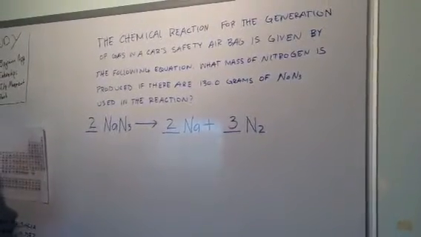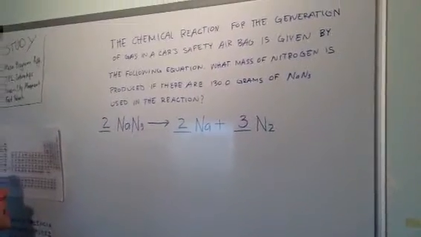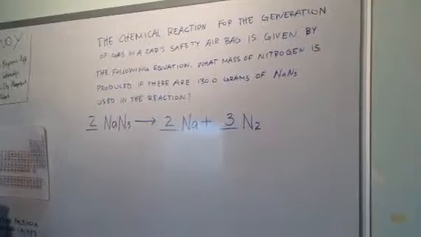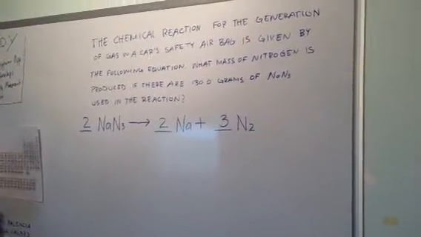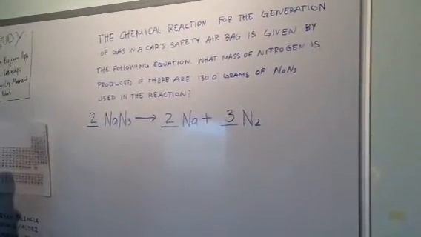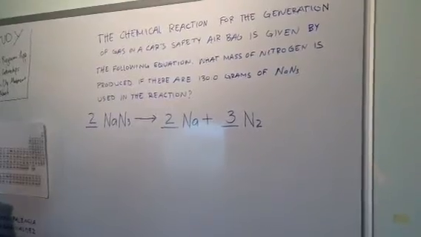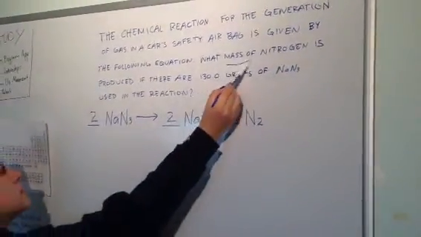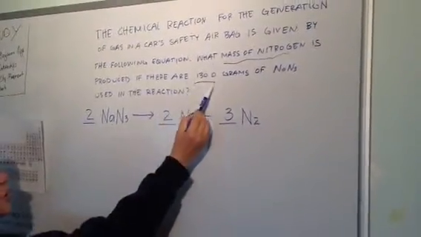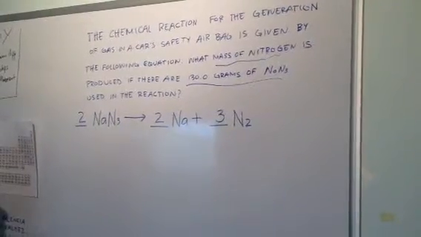This problem states the chemical reaction for the generation of gas in a car safety airbag is given by the following equation, which is shown here. What mass of nitrogen is produced if there are 130 grams of NaN3 used in the reaction? So the two most important things in this problem are the mass of nitrogen, because that's what you want to find, and 130 grams of NaN3, because that's telling you what you're going to start with.